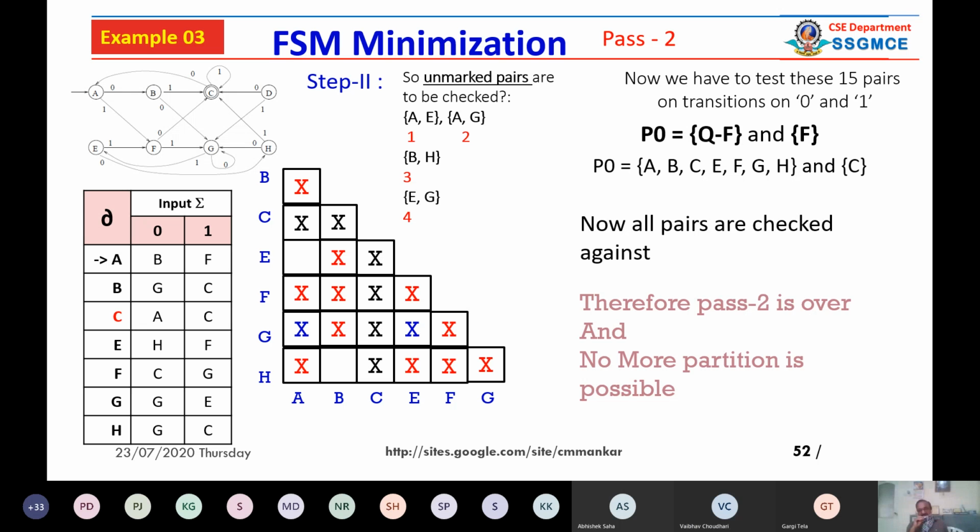हमने क्या किया, सेकंड पास में जो पहले इसमें पेयर्स बनाए 15 या 14 थे, वी चेक देम. फिर बचे हुए जो पेयर्स थे अनमार्क पेयर्स, उसको हमने ट्रांजिशन पे चेक किया एंड वी मार्क विद ब्लू सिंबल, ब्लू एक्स, ब्लू क्रॉस. तो इस तरीके से वी हैव चेक्ड ऑल द बॉक्सेस. So we have here only 2 boxes which are blank. So we may think that the AE and BH are the equivalent states.